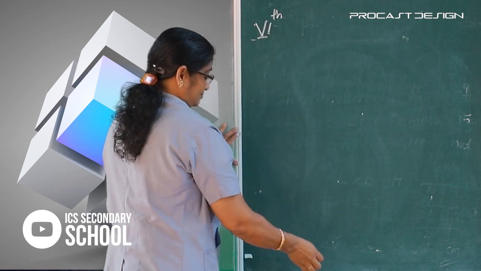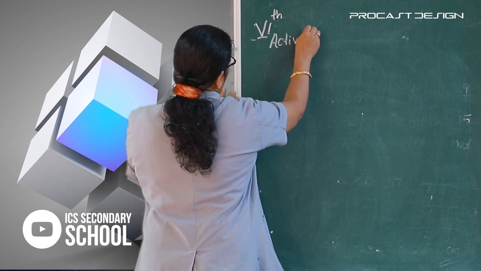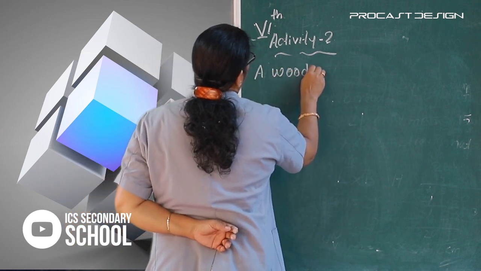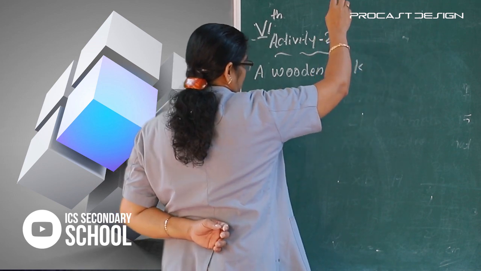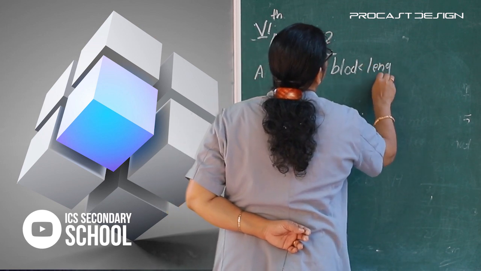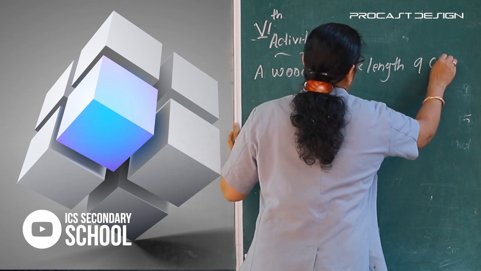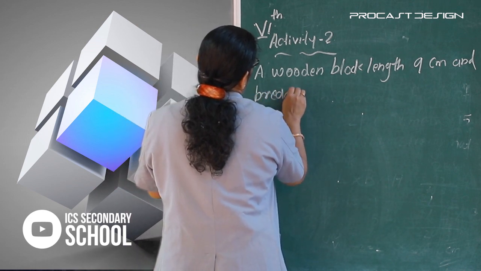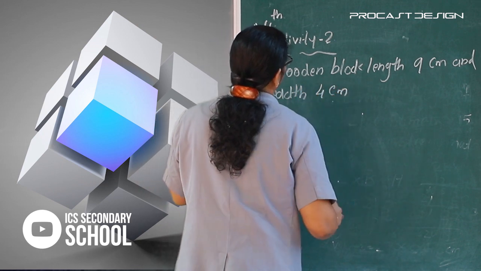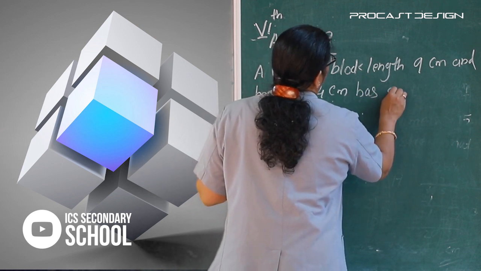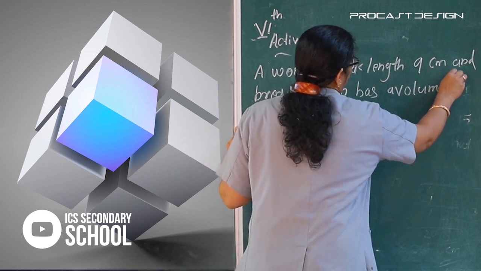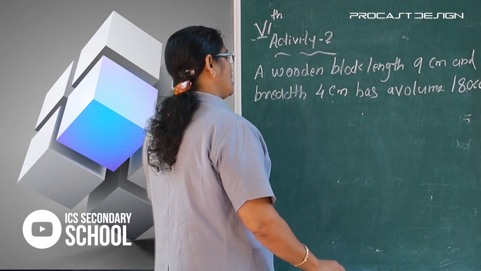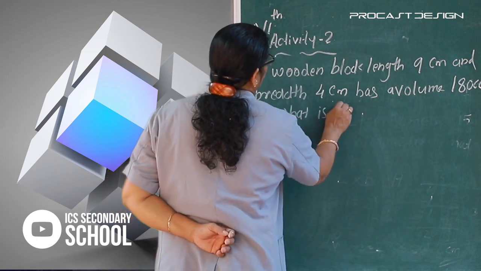Activity second. Activity 2: a wooden block of length 9 centimeter and breadth 4 centimeter has a volume of 180 cubic centimeter. What is its height?